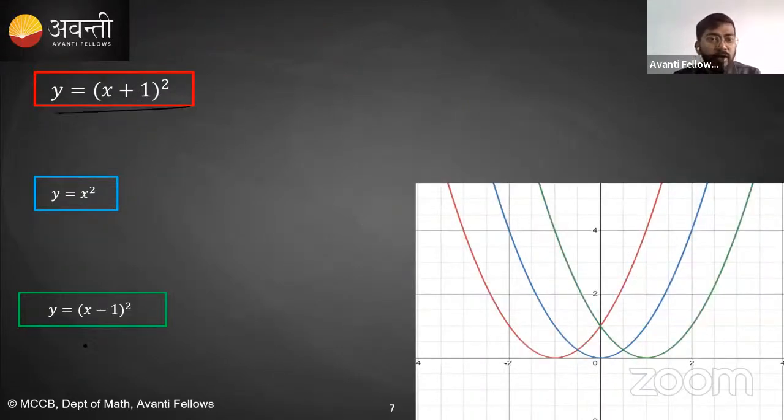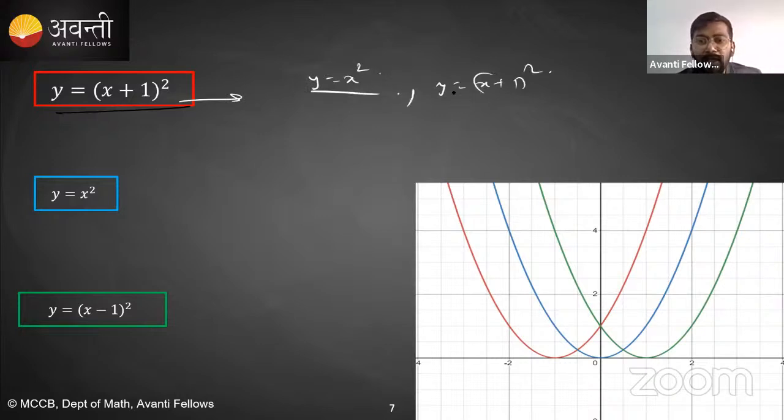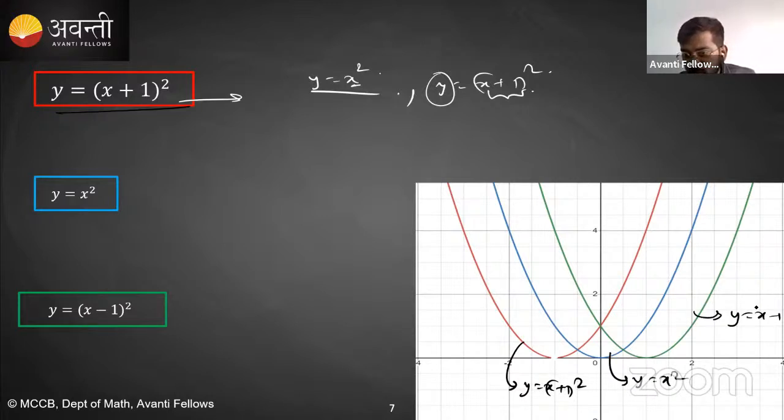Okay, so y equals x plus 1 whole square. This graph is very easy. y equals x square was a graph. Now y equals x plus 1 whole square is a graph. So whatever value of y you were getting for this x, now you will get for one more x. So that is why when you add a constant here, the graph will shift to the left, right? This is the graph of y equals x plus 1 whole square. This is the graph of y equals x square, and this is the graph of y equals x minus 1 whole square, right?